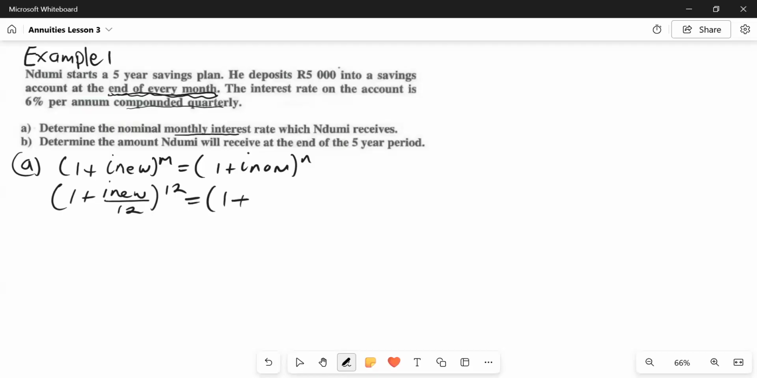And then 1 plus the interest rate on the account, which is 6% per annum compounded quarterly. So you divide that 6 by 100 and then you get 0.06, right? And then here we use 0.06. Now divided by what? By 4 because of the quarterly here. And then there's 4 there.